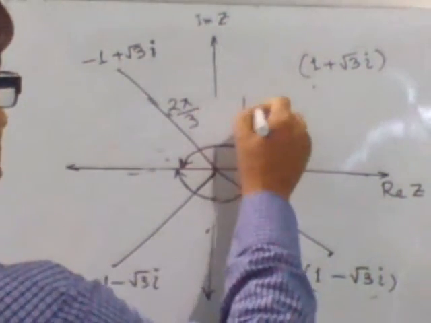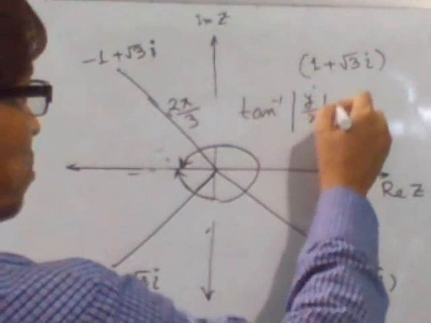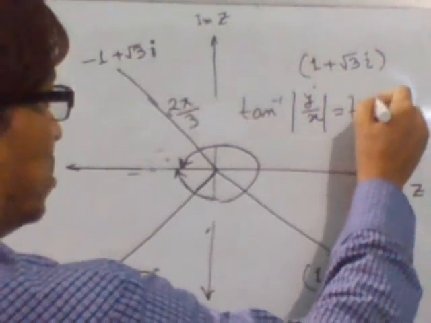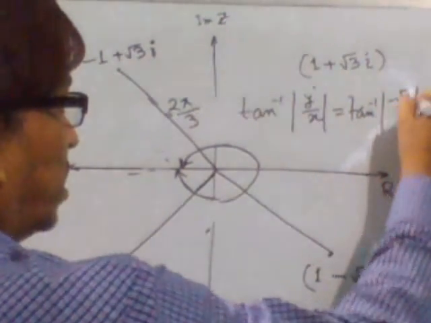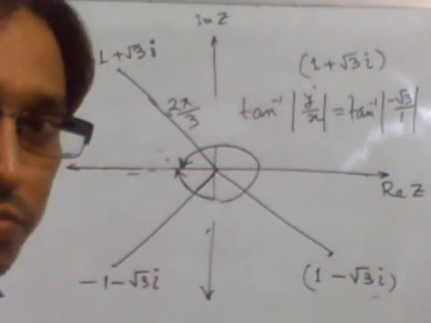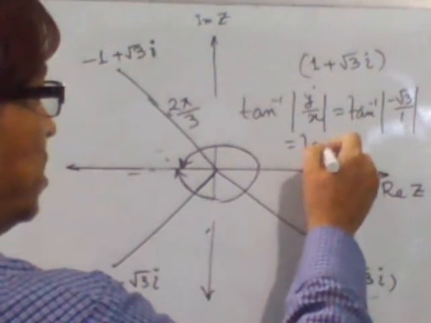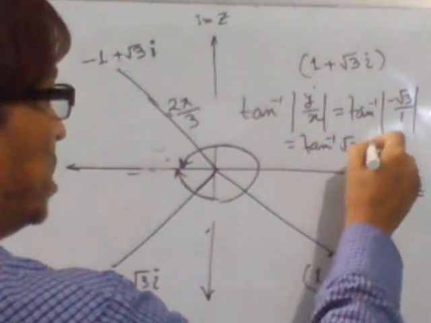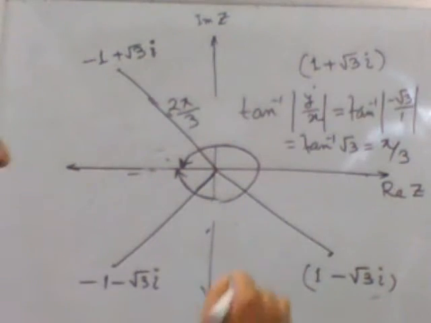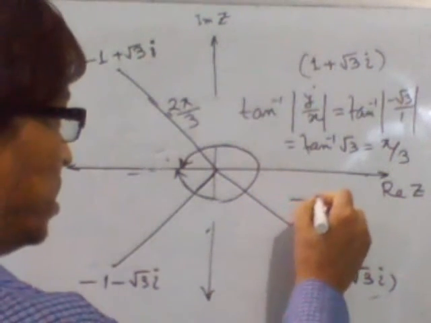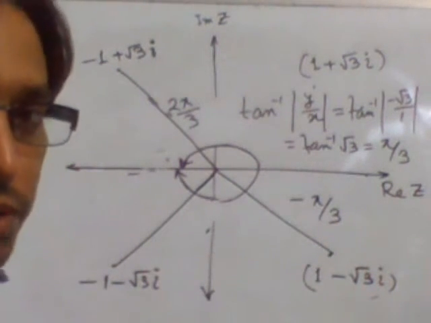Just in the same fashion, you first find tan inverse of modulus of y by x. So this will give you tan inverse of modulus of minus root 3 by 1, which is the same as tan inverse root 3. Again the principal value is pi by 3. So in this case the value will be only minus pi by 3. In the fourth quadrant you have to take minus pi by 3.